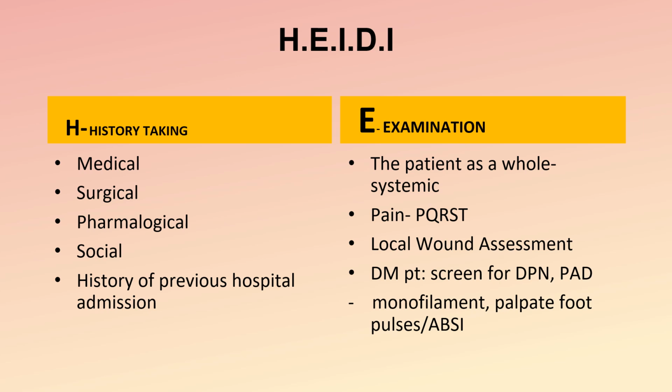and it is also important to know if there is any history of previous hospital admission. Then we have to examine the patient systematically and assess the pain by following the PQRST pain assessment method. Then we can do a local wound assessment. It is also important that for diabetic patients, we don't forget to screen for diabetic peripheral neuropathy and peripheral arterial disease.